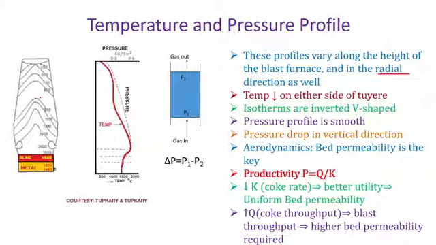When we talk about variation of temperature along the vertical axis, the profile shows a vertical line in the stack region. In figure 2, the vertical line is here. At the tuyere level, the temperature is high enough, about 2000 degrees centigrade. This is the tuyere level. At the top level, it is about 200 degrees centigrade. At the bottom level, it may be 1300 to 1500 degrees centigrade.